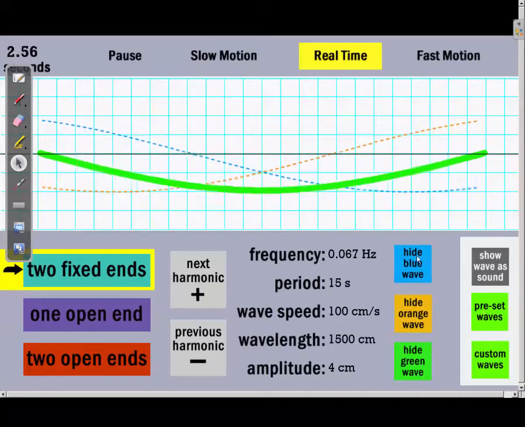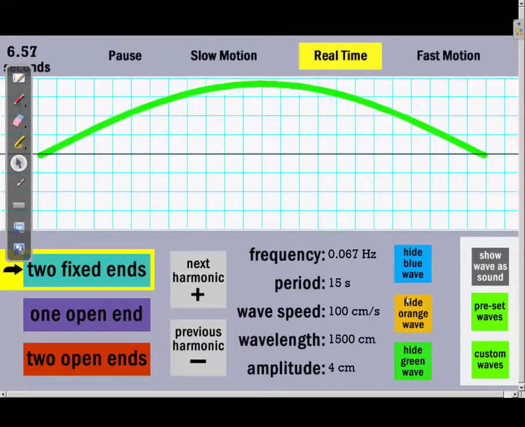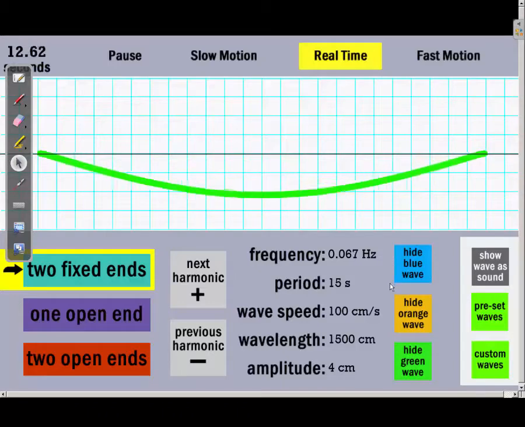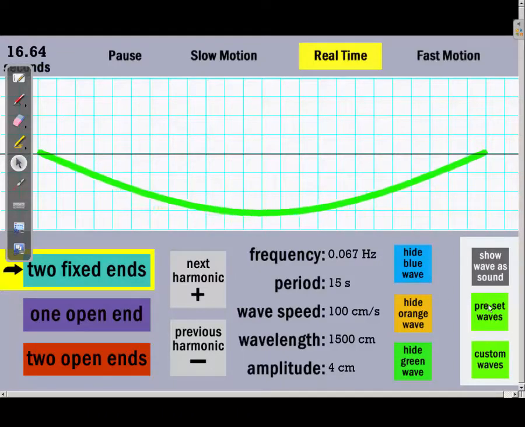The very first thing we're going to do is hide the blue wave and hide the orange wave. Those are kind of important for other levels of physics, but for physics 102, let's just talk about this one. What we're going to do is measure the period.